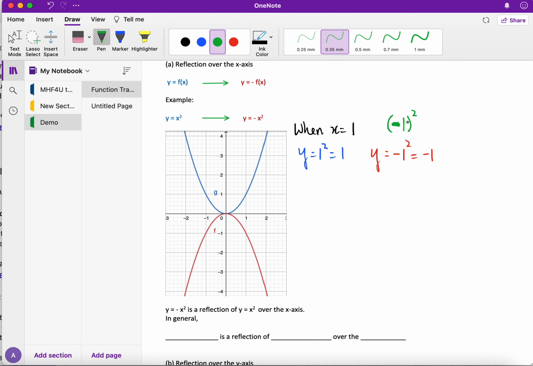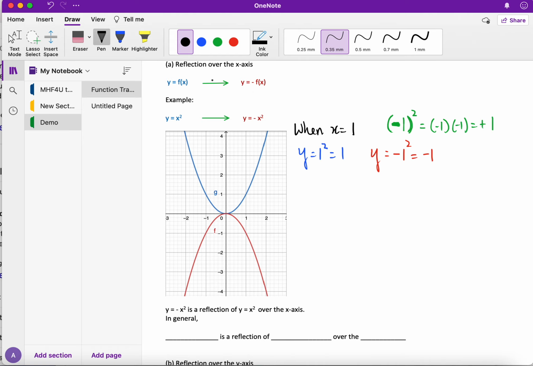If I put a bracket here, it means we need to take exponent 2 for this negative sign as well. It becomes negative 1 times negative 1, which is positive 1. However, this negative sign is outside the exponent 2, so we don't have to do anything to it. Therefore, the answer for the red one is negative 1 instead of positive 1.